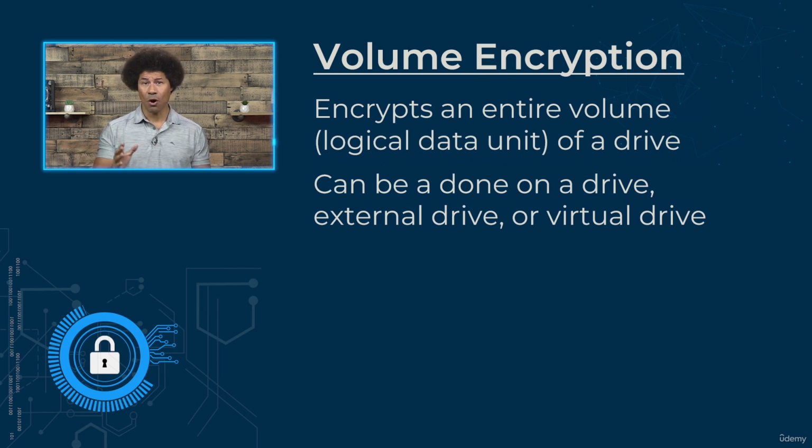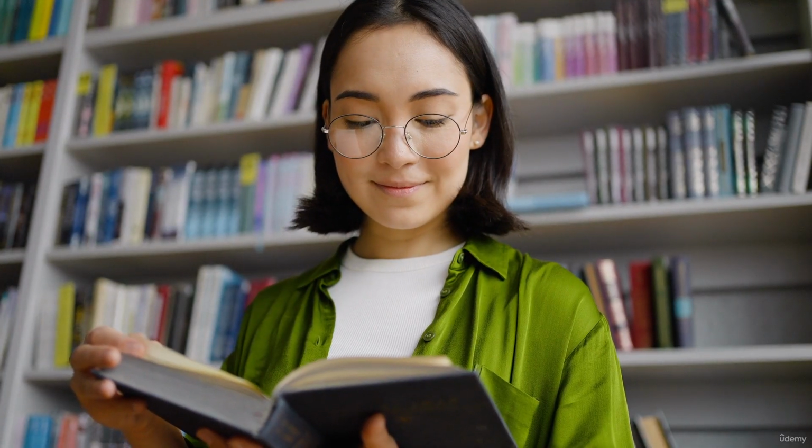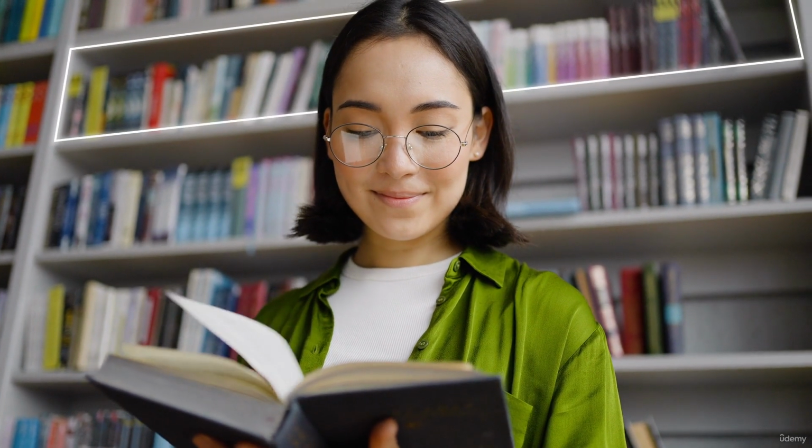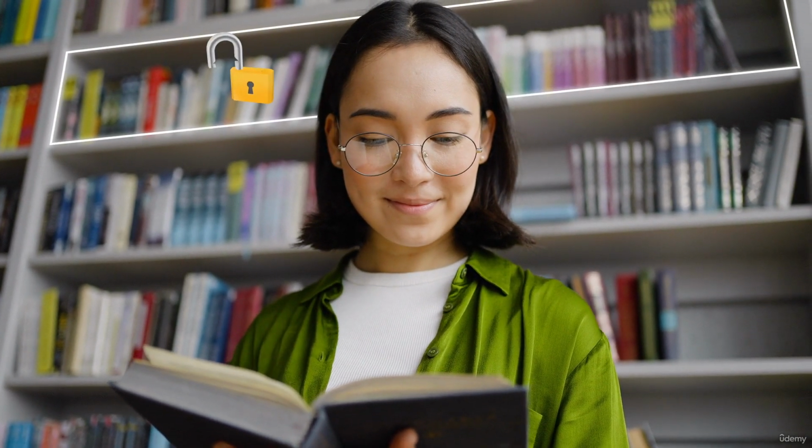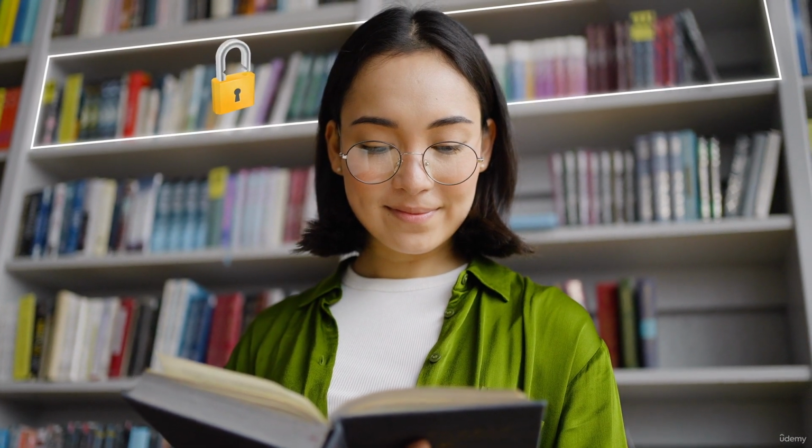Volume encryption, on the other hand, encrypts an entire volume or a logical data unit, which can be a section of a hard drive or an external hard drive or even a virtual drive. It's a broader approach than file encryption, but more targeted than full disk encryption, as it focuses on specific logical storage units. A volume can be thought of as a shelf or a rack in the library. Encrypting a volume means locking that entire shelf. Only those with the right key can access the books on that shelf, protecting a specific collection within the library.